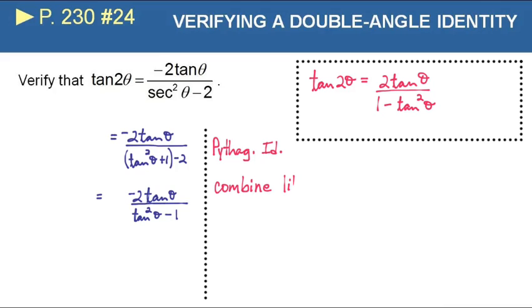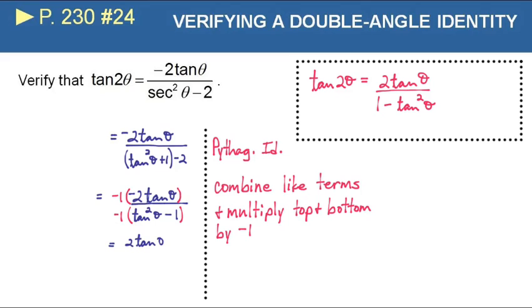If we just multiply the top and the bottom by -1, multiplying by -1 changes the signs. If we do the bottom and the top by -1, then it doesn't change the value, it just changes the way it looks. So the top will become 2 tangent theta, and the bottom will become negative tangent squared theta plus 1, which we could write as 1 minus tangent squared, and that is equal to our double angle identity, so that is equal to tangent of 2 theta, and the job is done.